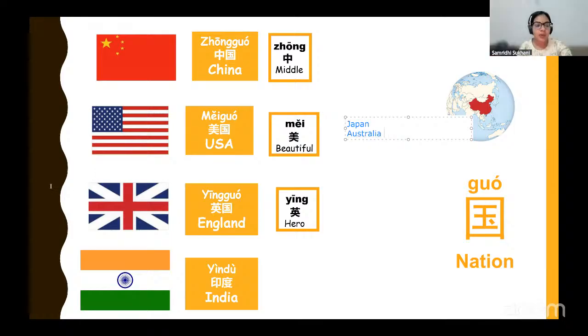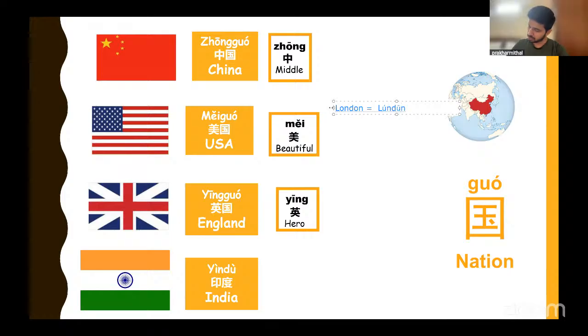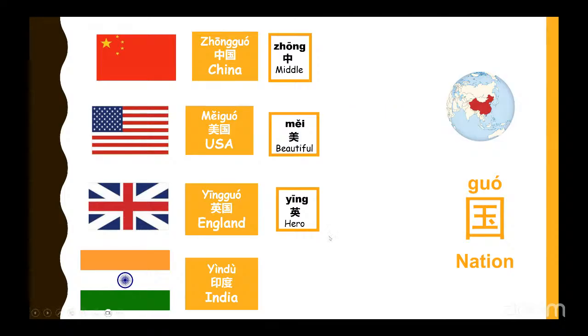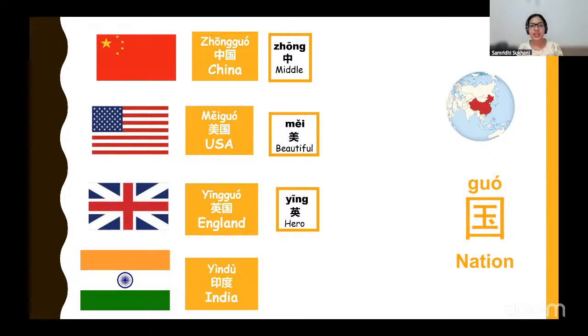One more word, please note it down, is the word for London, because it's going to come in your text. London in Chinese is called, it's very funny, Lúndūn. Lúndūn is London. Are you done writing? London, Lúndūn. Again, it's a transliteration.